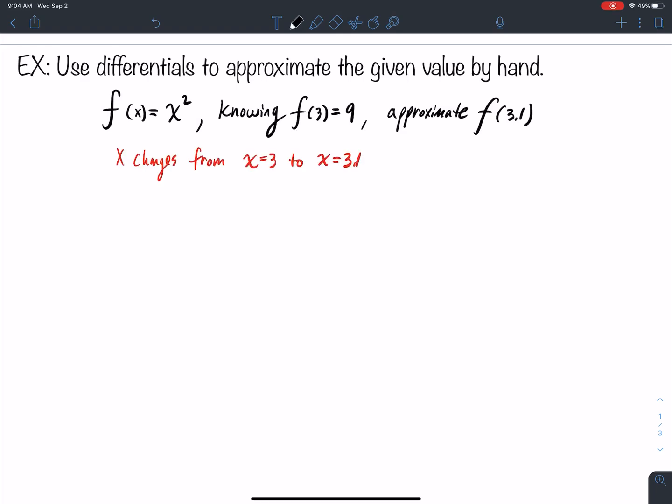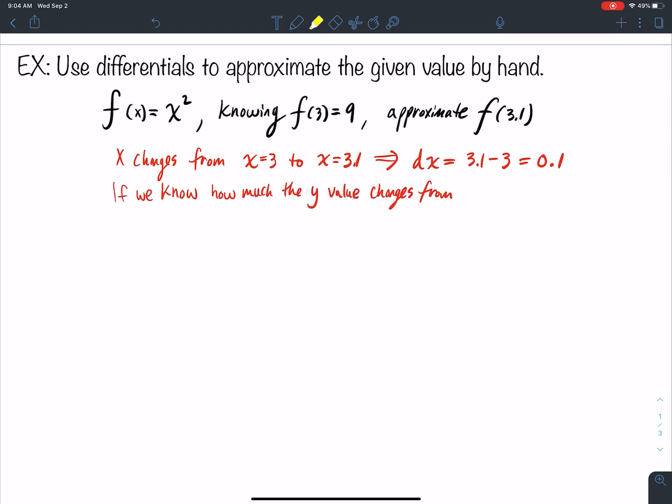Okay? So x changes from 3 to 3.1. We're going from 3 to 3.1, right? We're using this information here to help us approximate f of 3.1. So the x value changes from 3 to 3.1. Therefore, delta x is equal to 3.1 minus 3. So the change in x is equal to 0.1. So delta x is 0.1.